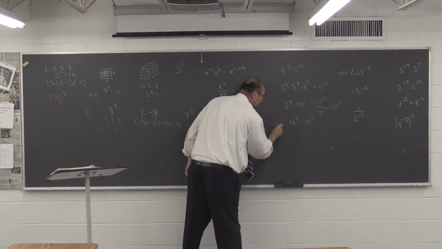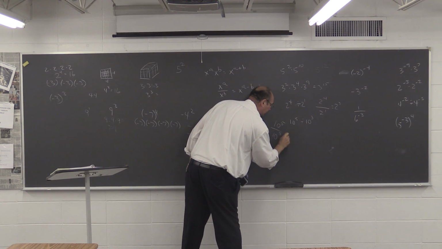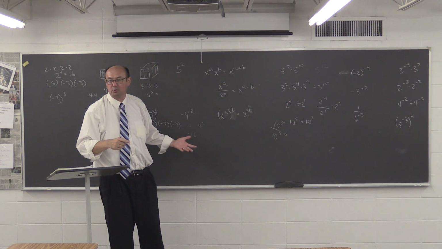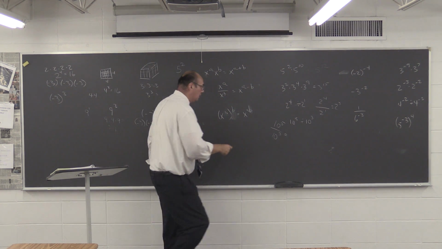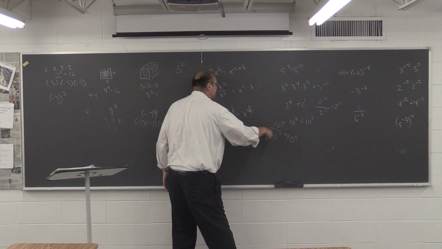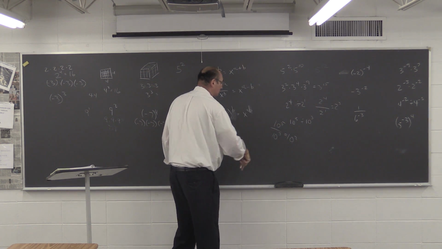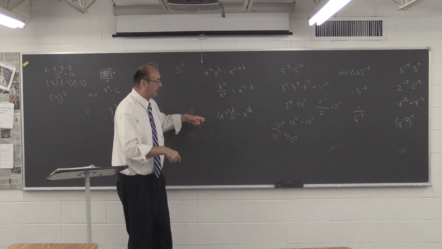10 to the 5th divided by 10 to the 3rd. Okay, subtract. Is 10 to the what? 10 to the 2nd. 10 squared. We do not divide the 10 and make it 1. That's not what we're doing. It's the bases that stay, okay?